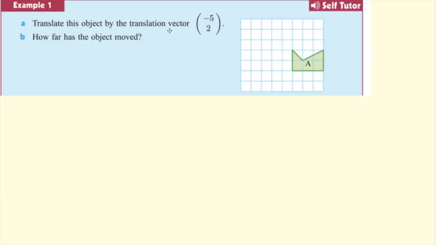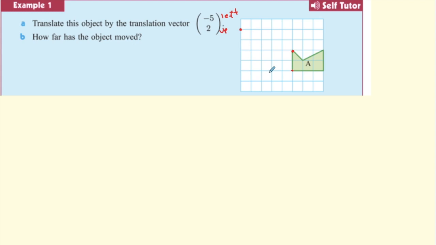Translate this object by translation vector -5, 2. There are many ways we can do a translation. I think the simplest way is to pick a point, and then from there, do our vector. So this -5 is going to be left 5, and +2 is up 2. So left 5, 1, 2, 3, 4, 5, and up 1, 2. Now this point needs to do the same thing.